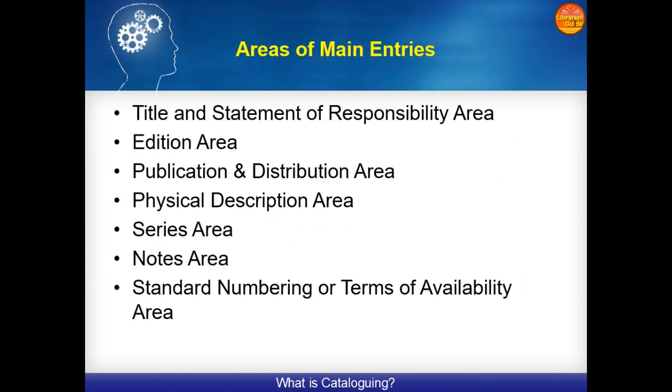And these are the 7 main areas of one entry: title and statement of responsibility area, followed by edition area, publication and distribution area, physical description area, series area, notes area, and standard numbering or terms of availability area. So when we prepare catalog, we'll be taking all these areas in one catalog and see how we can prepare the catalog.